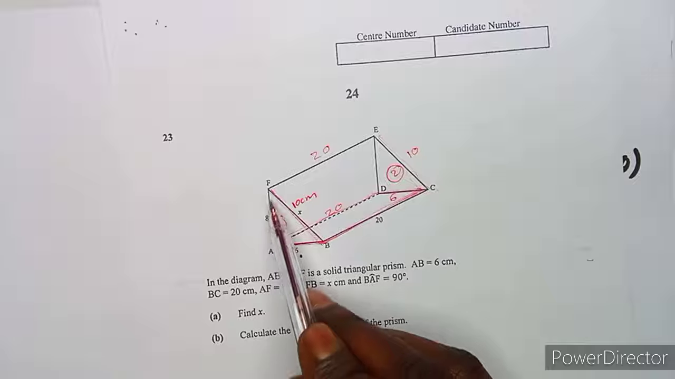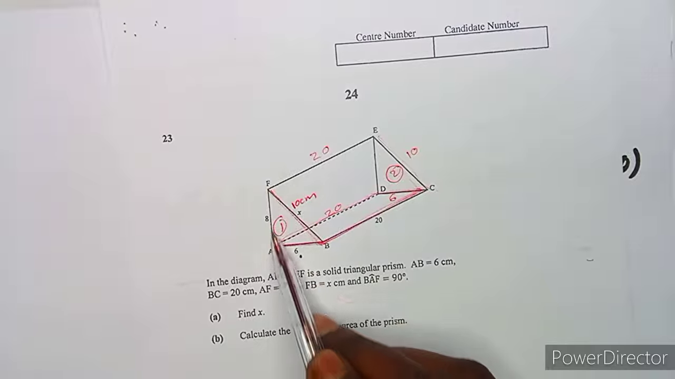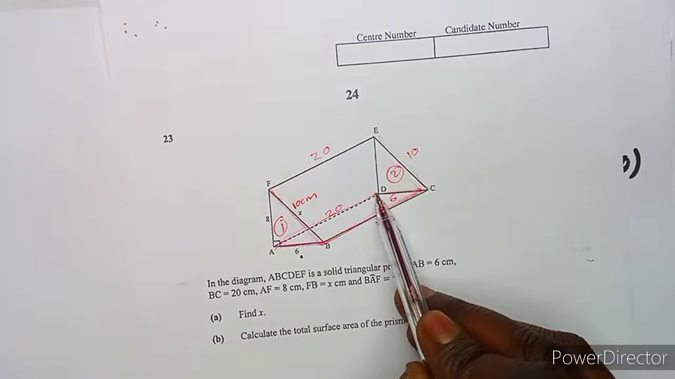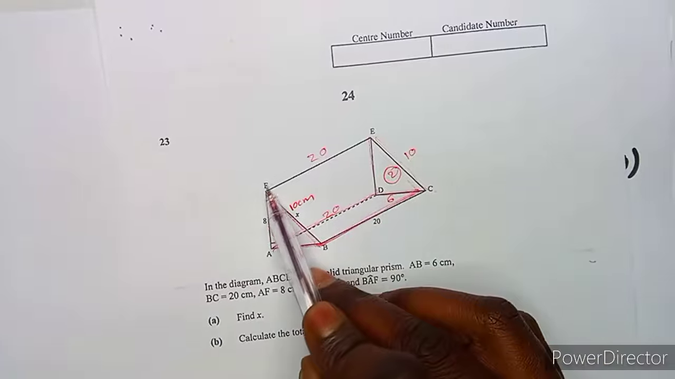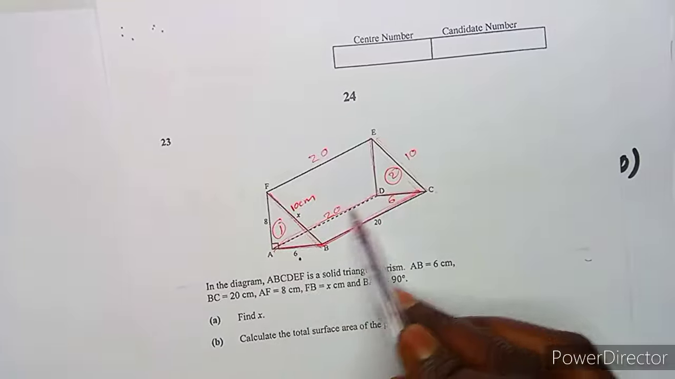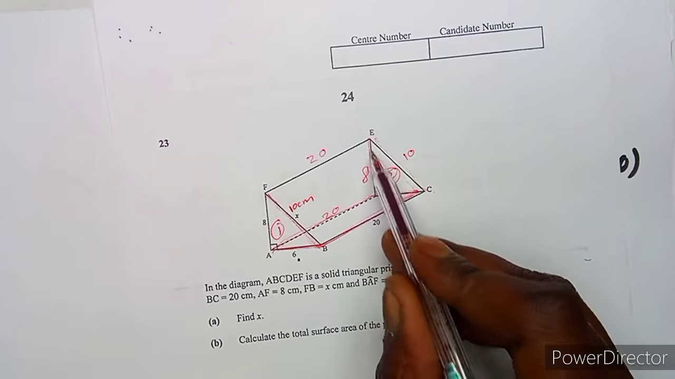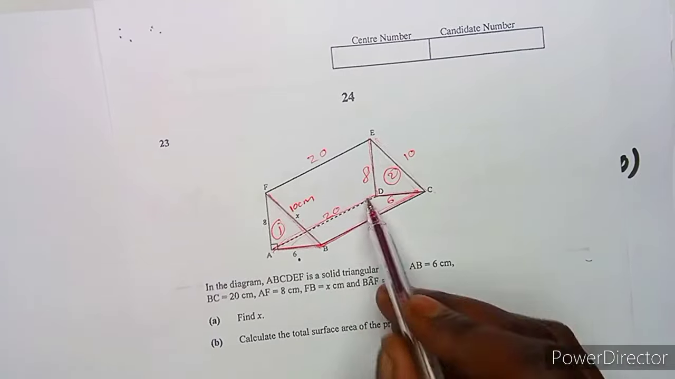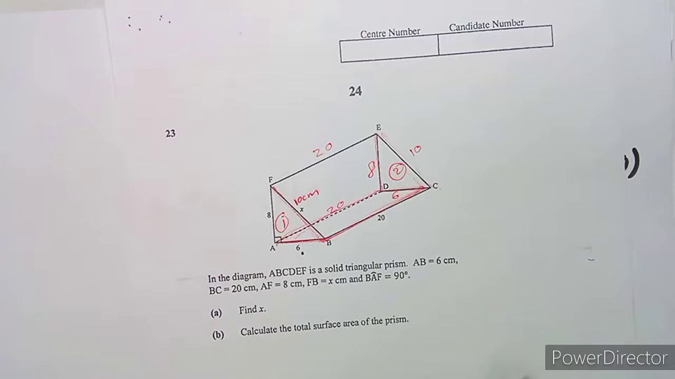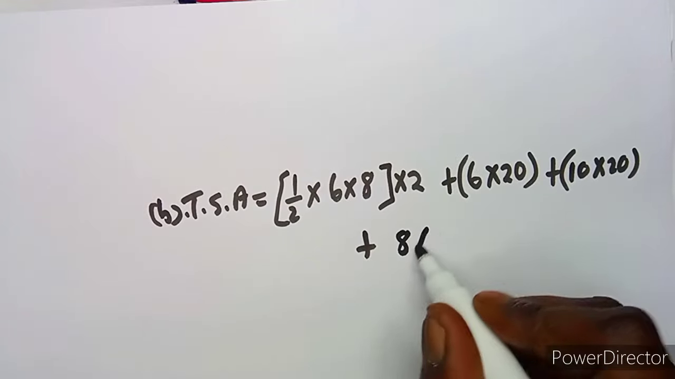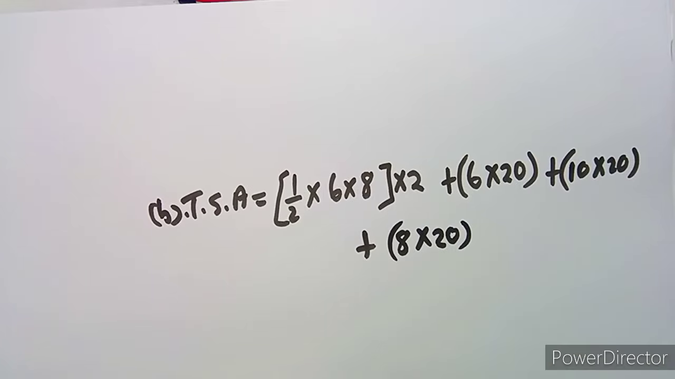We have this one from F to A, to D to E and back to F here, of 8 centimeters by 20 centimeters, because this is also 8. So it's 8 times 20. There is another one there, which is 8 times 20. I think everything is there. I think we took everything now.